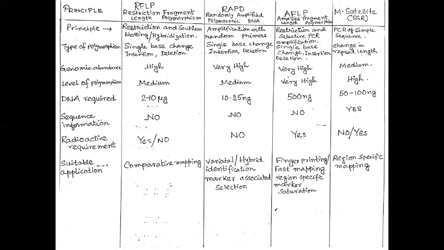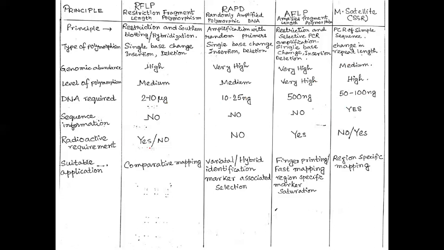But in the case of AFLP, since we can get the targeted region of the DNA, we can get very high numbers of polymorphic bands in AFLP and microsatellite. Only 2 to 10 microgram DNA is required for RFLP, while RAPD requires 10 to 25 nanogram, AFLP 500 nanogram, and microsatellite 50 to 100 nanogram DNA. For RFLP, we cannot get the within-sequence information, but in microsatellite we can even get it.